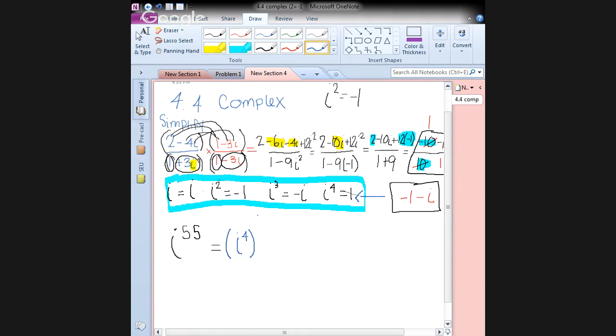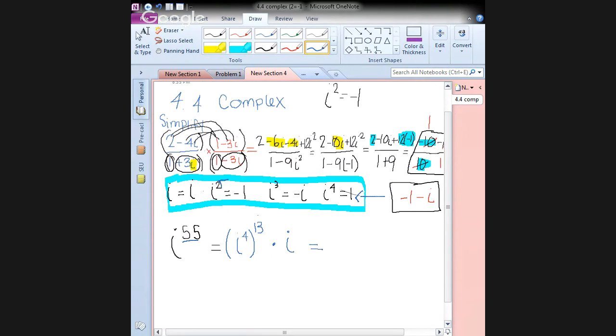So I'm going to say i to the 4th, we'll say 13. Exponent properties say that 4 times 13 is 54. So right now I need 55 i's. I have 54 i's because 4 times 13 is 54. So here's the last i that I'm going to need.